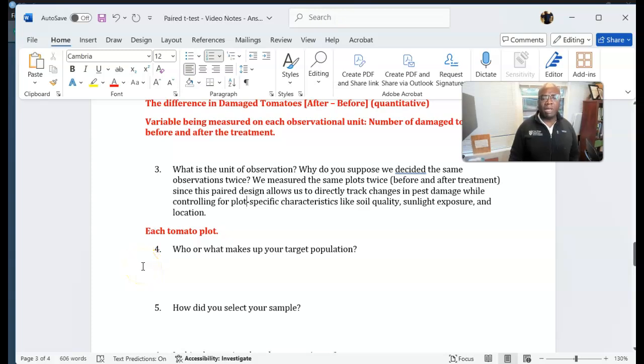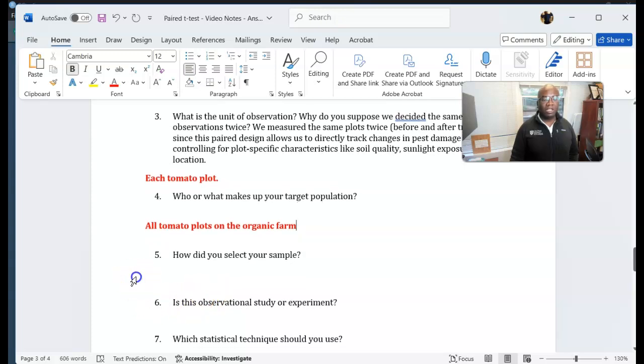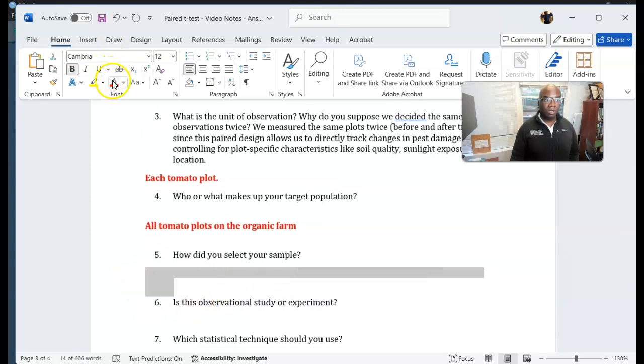Who or what makes up the population, the target population? That's going to be all the plots on the farm. How did we collect the sample? In some way, shape, randomly. 45 plots were randomly selected, okay, to represent the actual farm's plots.